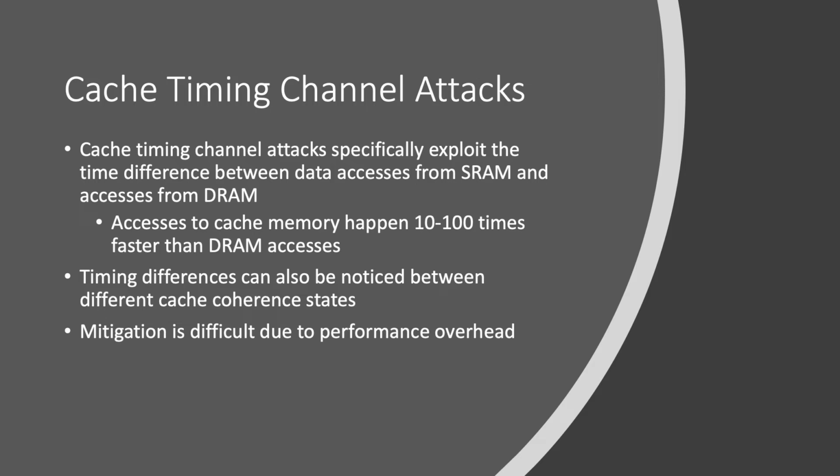Cache timing channel attacks are attacks that specifically exploit the timing difference between data accesses from the cache and accesses from the main memory. The difference in access latency between the two locations is obvious, as cache memory accesses are anywhere between 10 to 100 times faster than DRAM. Both the prime and probe and flush and reload attacks are cache timing channel attacks that observe these timing differences. Timing differences can also be noticed between different cache coherence states, as we saw in Lab 3. Mitigation of these attacks is difficult because of the performance overhead required for any of the current techniques we have today.